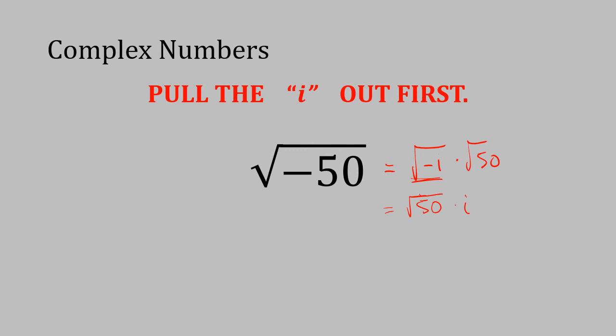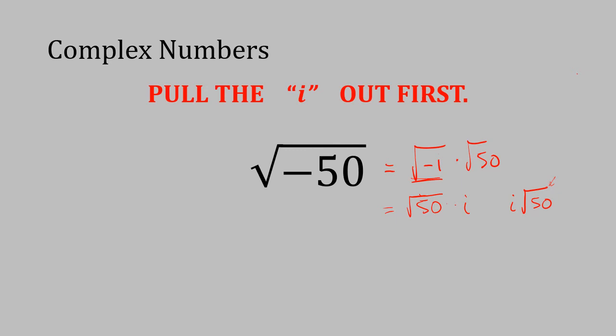times i. Sometimes some teachers will prefer you to write i times the square root of 50, and the reason for that is that i is very clearly not underneath the radical sign there. Some students like to write things like the square root of 50 i, and it's ambiguous whether that i is underneath the radical or not. So in order to get around that, teachers sometimes prefer to have the i out in front, which is what I will try to remember to do throughout this presentation here.